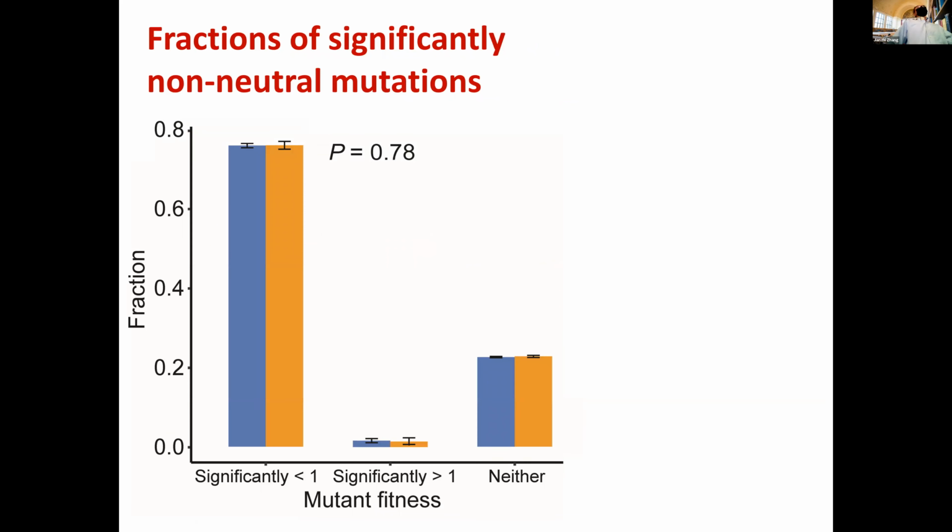So if we have 4 replicates in the competition, our fitness estimate has standard error. We can test whether a mutant has fitness significantly different from 1. We divide it into 3 bins: significantly lower than 1, significantly higher than 1, and neither. And you look at the distribution for synonymous and non-synonymous, there's no significant difference. About 75% of synonymous mutations and about 75% of non-synonymous mutations are significantly deleterious. About 1% are significantly beneficial.